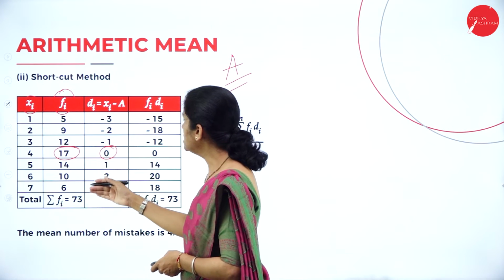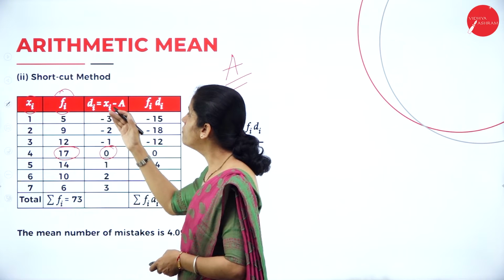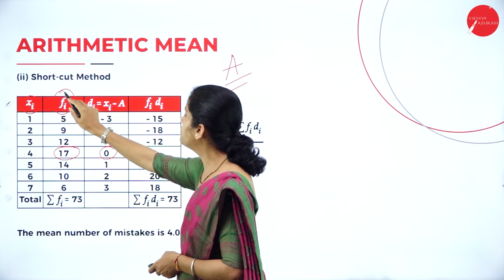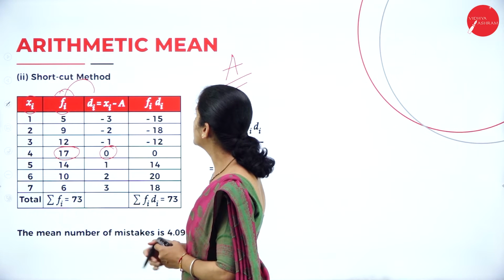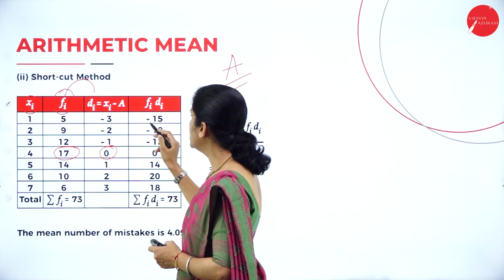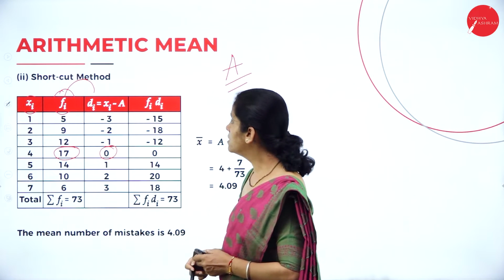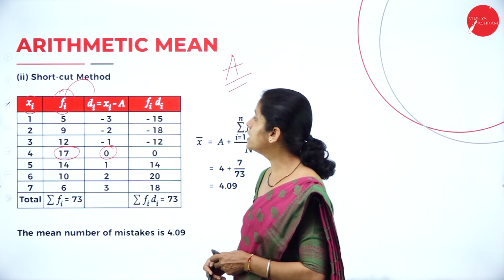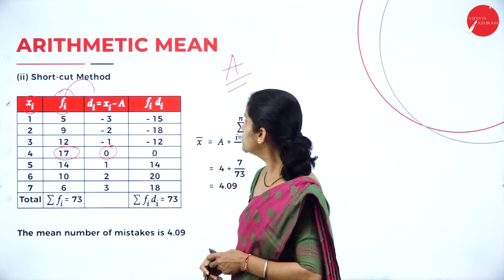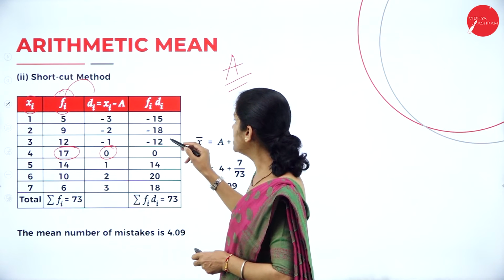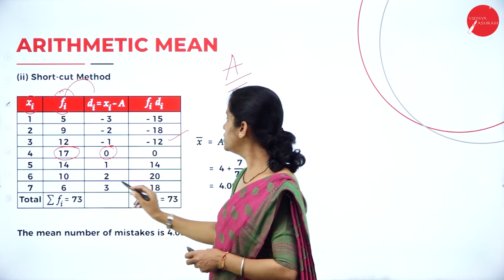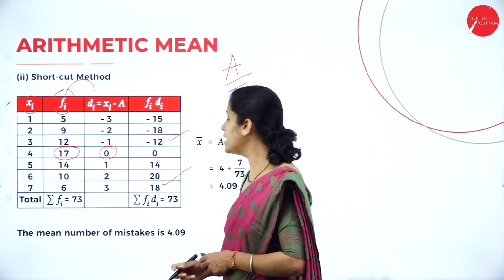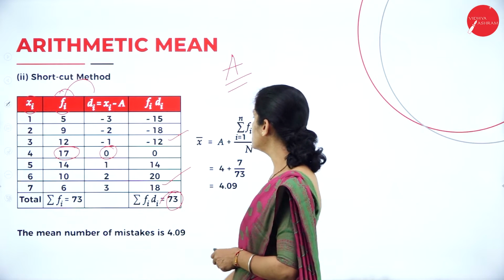Okay, like this, you have to find out di. Now, see here, I'm going to multiply fi into di. So fi into di: 5 into minus 3 is minus 15. 9 into minus 2 is minus 18. 12 into minus 1 is minus 12. Okay, 6 into 3 is 18. And when I find the summation of fi into di, I'm going to get the answer 7.